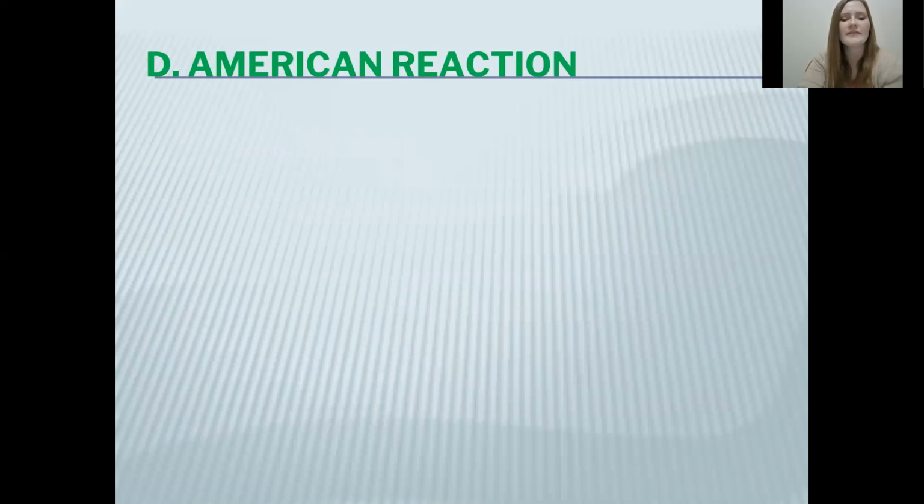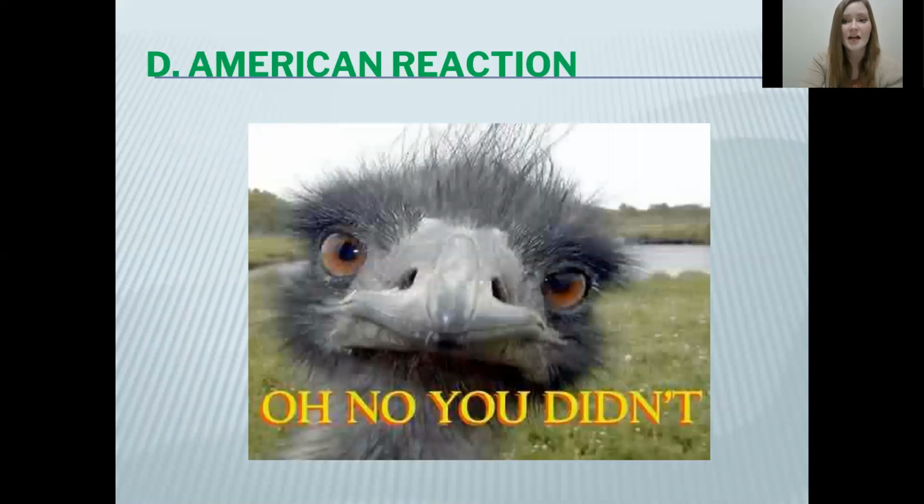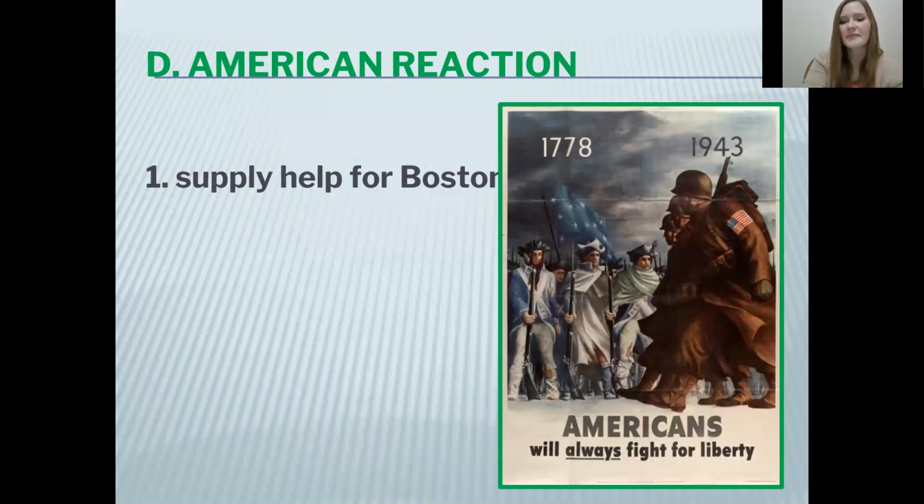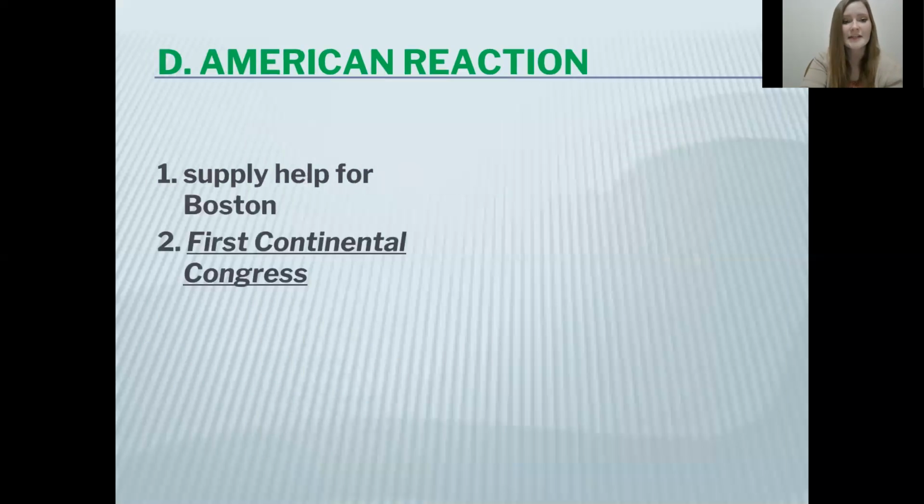And then you'll have your American reaction. Oh no, you didn't. So this little, I believe it's an ostrich maybe, represents the colonists. They were like, no, thank you. That is not how this is about to go. So first, the colonies rallied around Boston. It started to pull Americans together because they started to supply help for Boston. Like in this picture, it's talking about fighting for liberty, banding together. And then the First Continental Congress was formed.